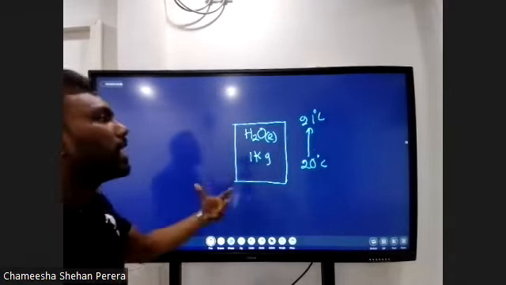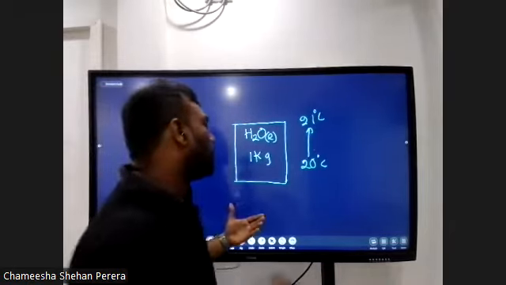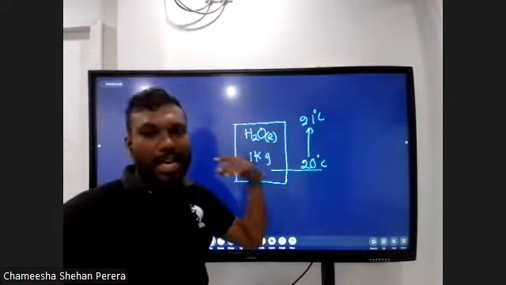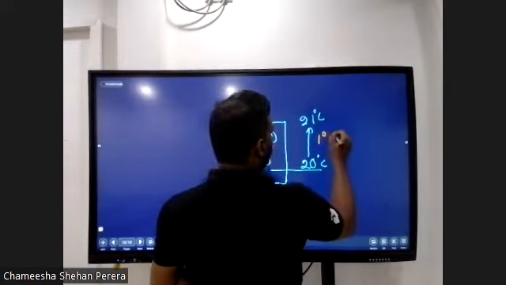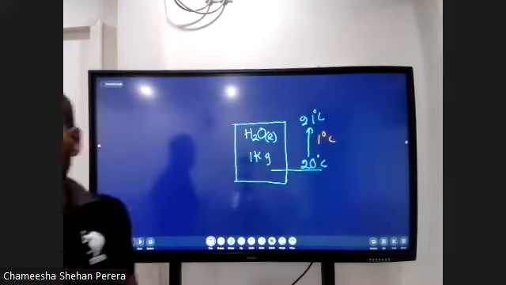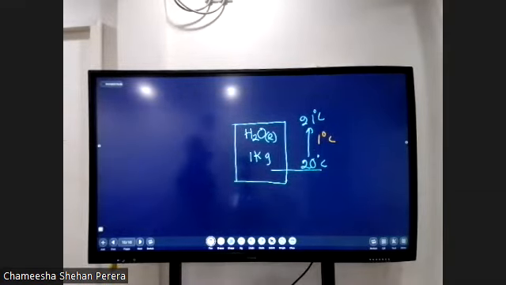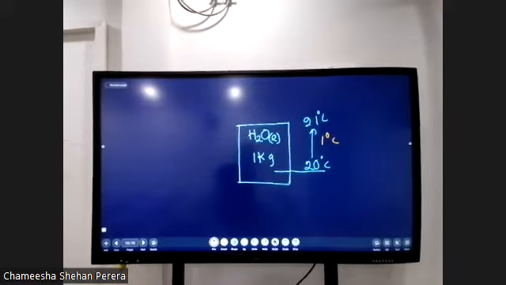Shanuki, tell me what should I do now? I have 1 kilo of water. The temperature of water is 20 degrees Celsius, and I want it to be increased up to 21 degrees Celsius. That means I'm increasing the temperature of water by 1 degree Celsius. What should I do now? What should I do to increase the temperature of 1 kilo of water by 1 degree? It's a simple question. Don't think too hard.